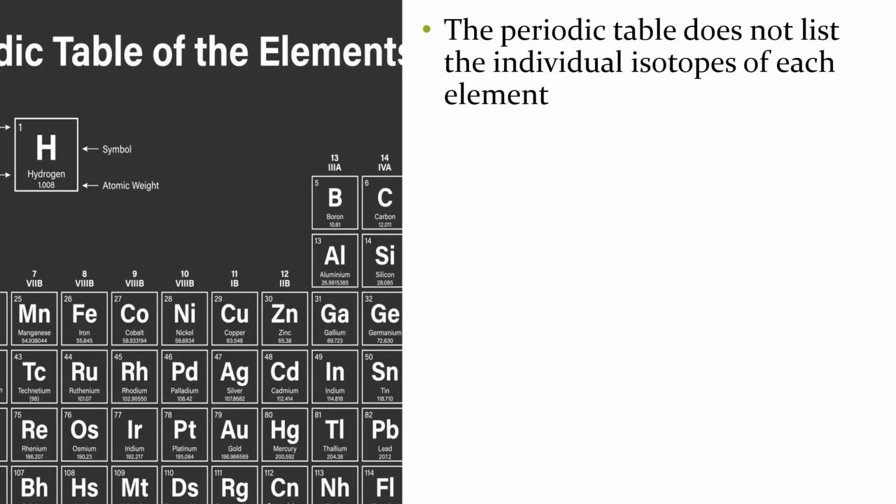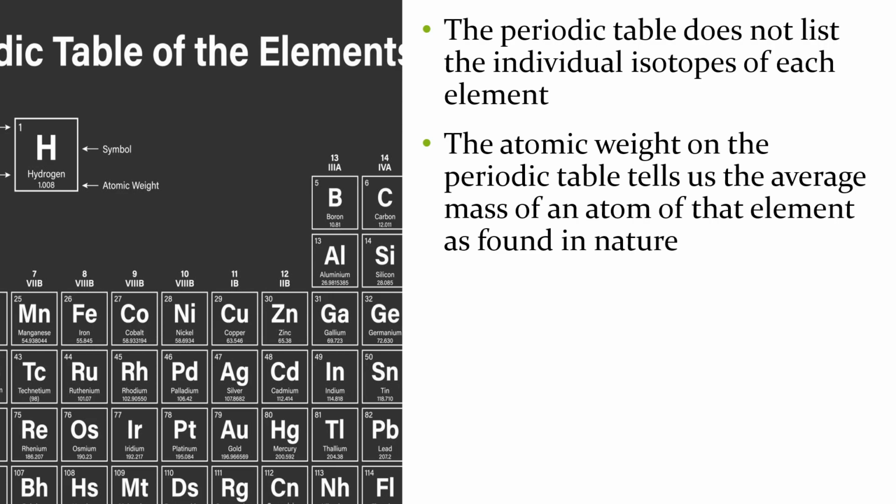We know that the periodic table doesn't list the individual isotopes of each element, right? You can find those lists many places, but in the periodic table, it's simply the element. And that makes sense because isotopes are just different forms of the same element. Carbon's still carbon if it's carbon 12, 13, or 14. What we do show in the periodic table is the atomic weight. And that tells us the average mass of an atom of that element as found in nature. I'll show you an example of that with chlorine in just a sec.